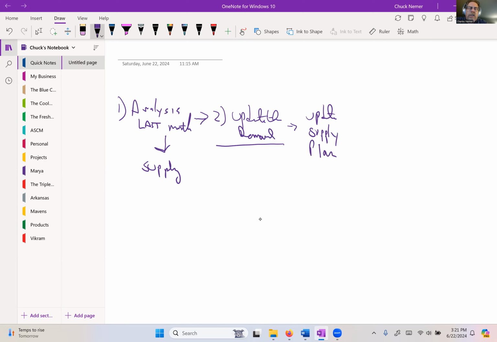It's much easier to update the supply plan if we know how we performed internally and understand it, as well as with our suppliers. So step 1, analysis, how we did last period. Then we update the demand in step 2, which drives us to update the supply plan in step 3.